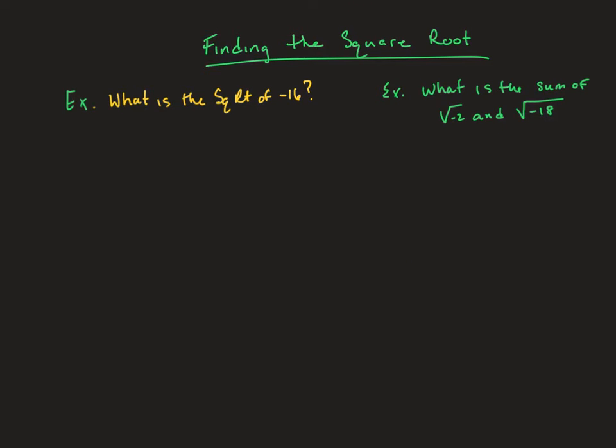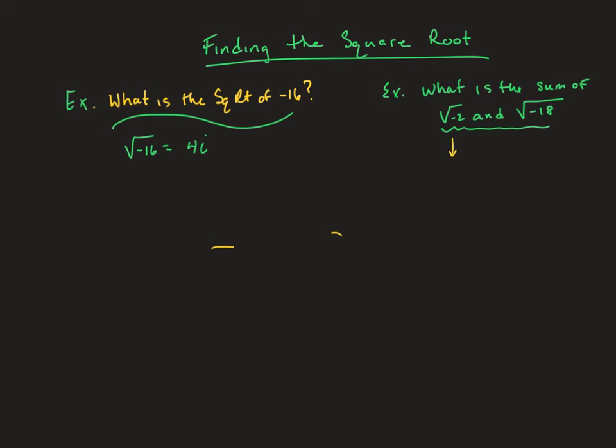Now I just did this example right here: what is the square root of negative 16? The square root of negative 16 is going to be 4i, simplifying that radical. But when we start talking about sums, what is the sum of these two? Well, when we have radicals, we need to make sure that we have like radicals in order to add. Right now, just to look at it, I cannot add the square root of negative 2 and the square root of negative 18. But if I'm able to simplify the square root of negative 18, I may be able to.